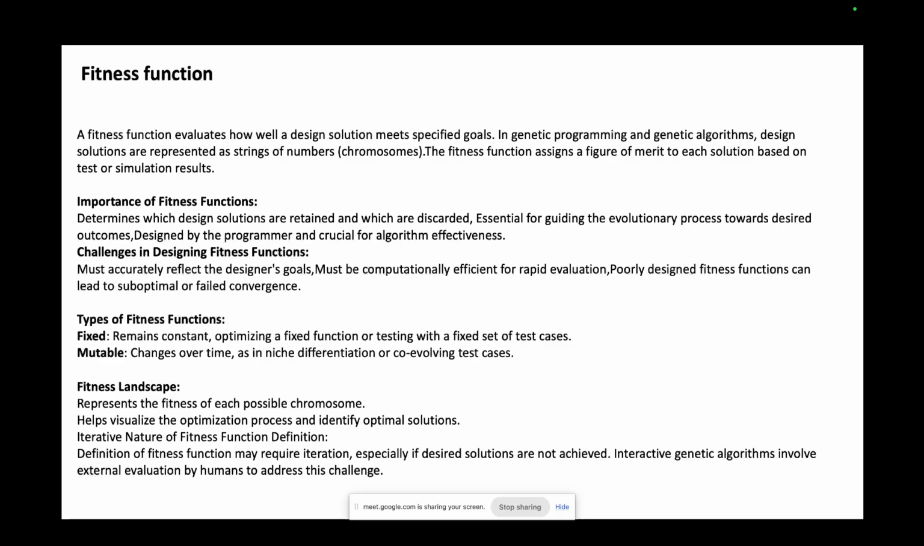And there's another concept called fitness landscape, which basically represents the fitness of each possible chromosome, and it helps in visualizing the optimization process and identifying the optimal solution.